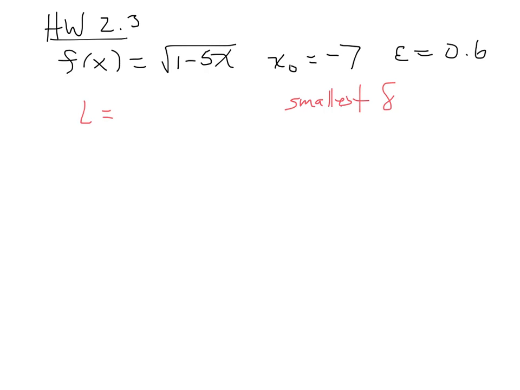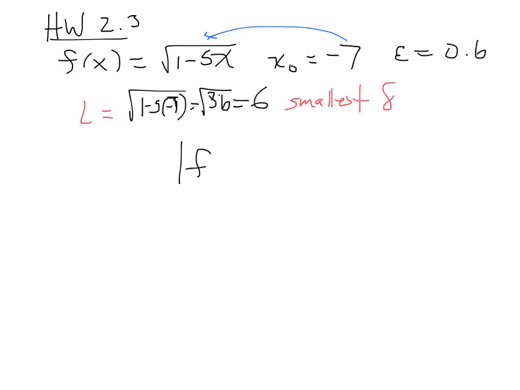All right, so the first question is, what's the limit? 1. Did y'all say 1? Oh, yeah, it's early, I know. So how are they finding the limit? If you plug that in, you get the square root of 1 minus 5 times negative 7, which is the square root of 36, which is 6. I lied, I didn't go out and buy a new stylus.